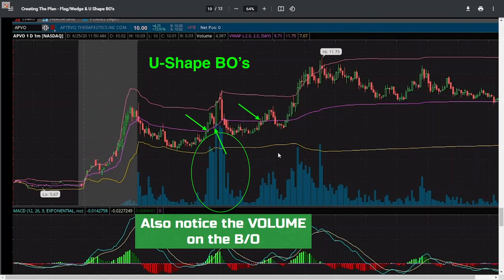Now, where to buy on these U-shaped breakouts? And the first thing, again, like with the breakouts of flags or wedge patterns, notice, team, the volume. That's A1A. One thing I want you to notice when these things come in, that shoots up with it. Now, at the time, you're not looking just straight at the volume.